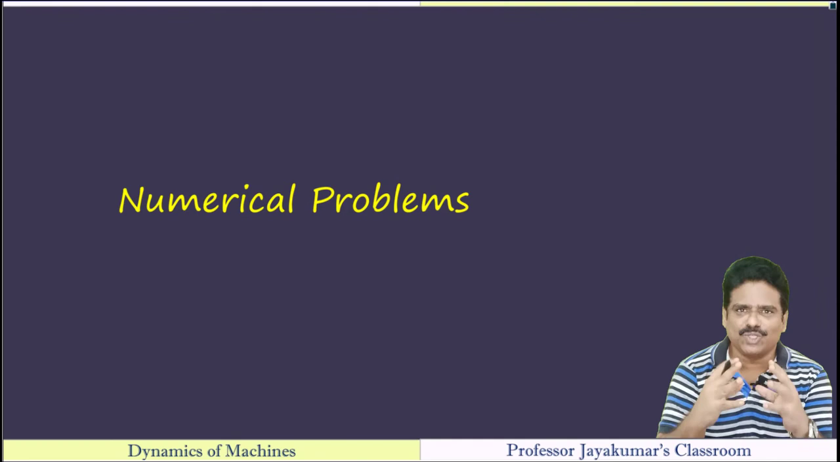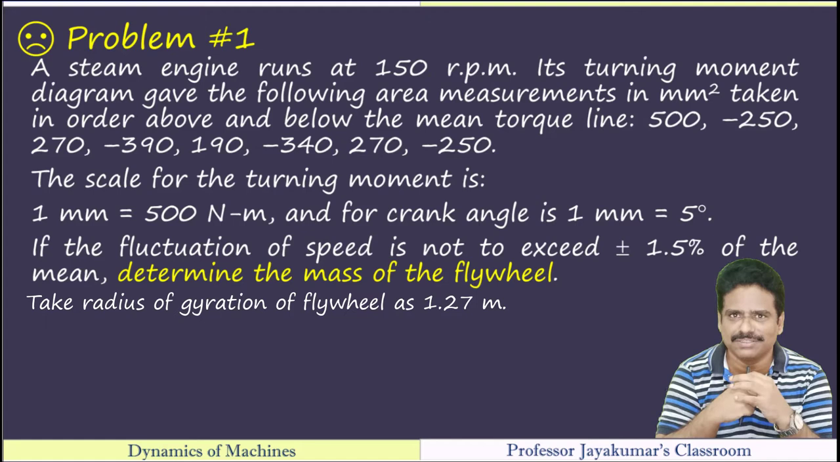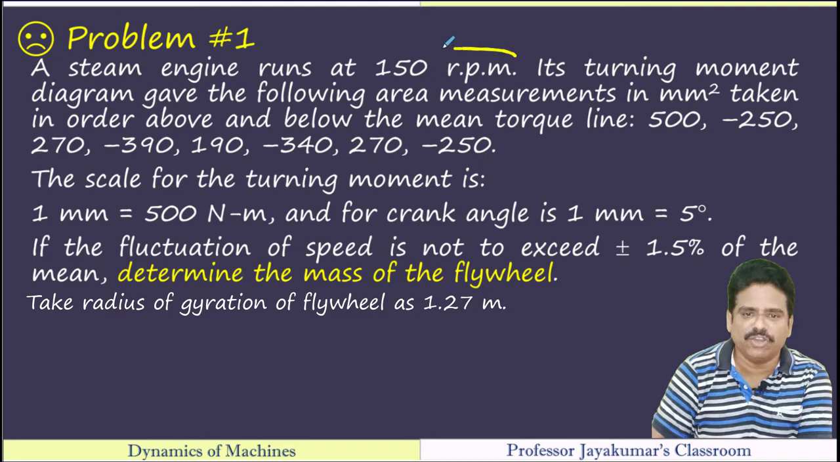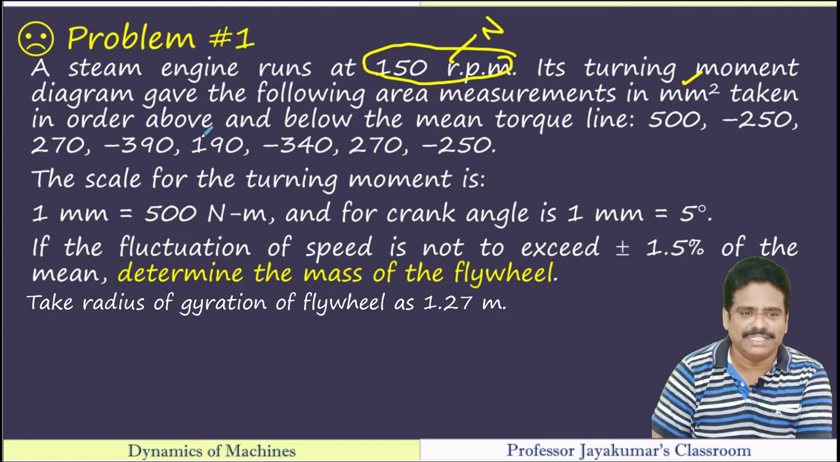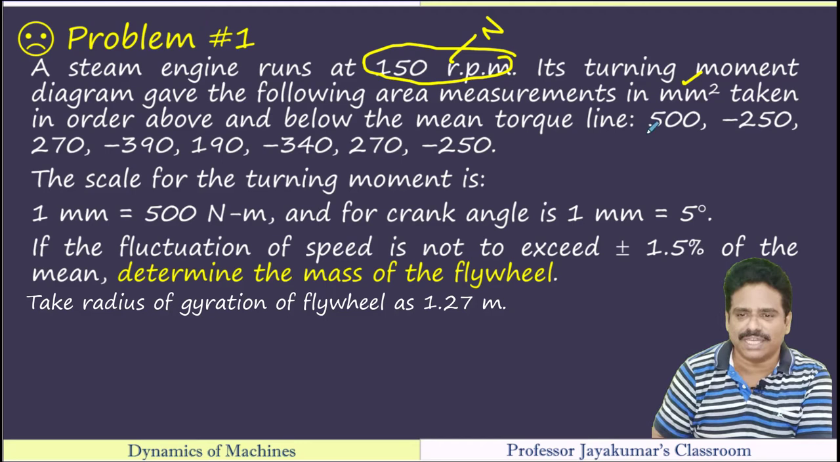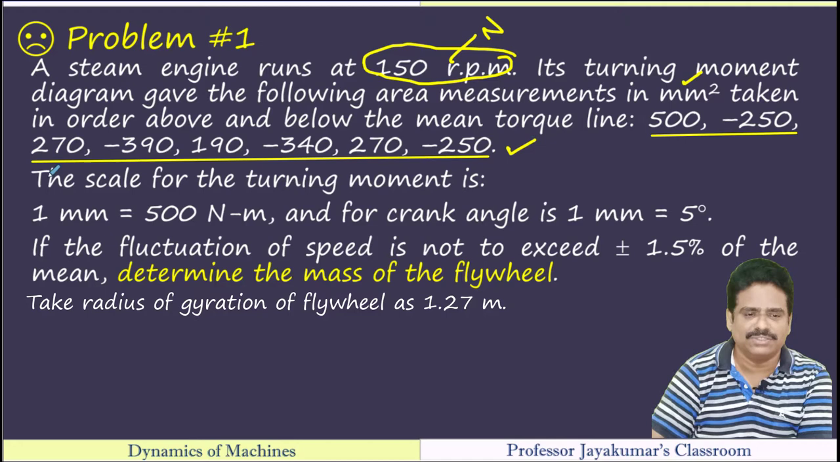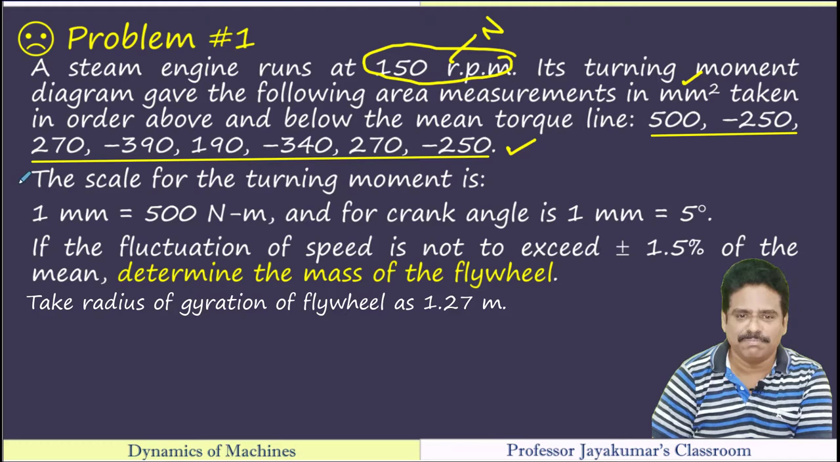Shall we solve a numerical problem directly? Yes. We are going to solve two problems. Okay. This is the first problem. A steam engine runs at 150 RPM. So they have given speed N. Its turning moment diagram gave the following area measurements in millimeter square, taken in order above and below the mean torque line: 500 mm square, minus 250 mm square, 270 mm square, minus 390, plus 190, minus 340, plus 270, minus 250.